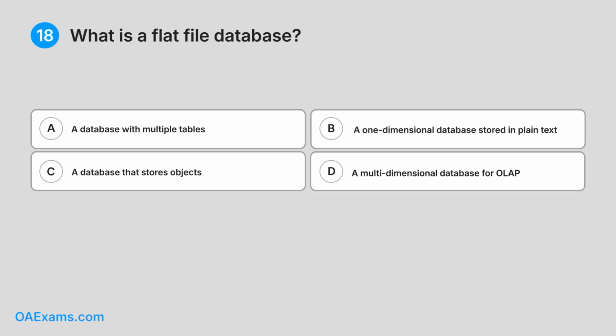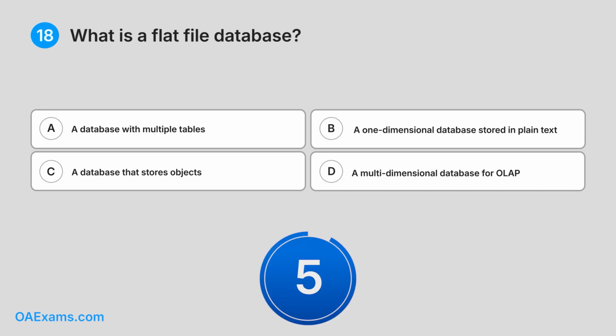18. What is a flat file database? A. A database with multiple tables. B. A one-dimensional database stored in plain text. C. A database that stores objects. D. A multi-dimensional database for OLAP. What do you think is the answer?